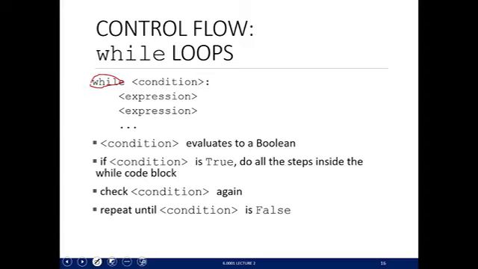We have while, that's the keyword. The condition is something that gets evaluated to true or false. And once again, we have a code block that's indented, and it tells Python, these are the expressions I want to do as long as the condition is true. So if the condition is true, you evaluate every expression in the code block. When you reach the end of the code block, you check the condition again. If it's still true, you keep doing the expressions, check it again, and so on.